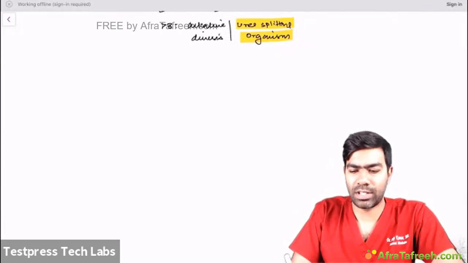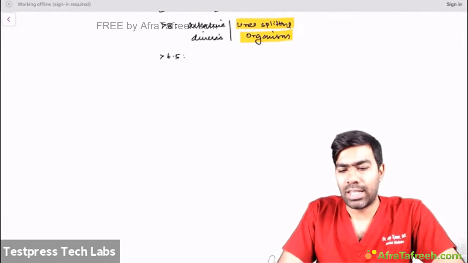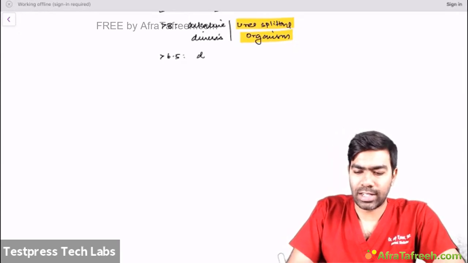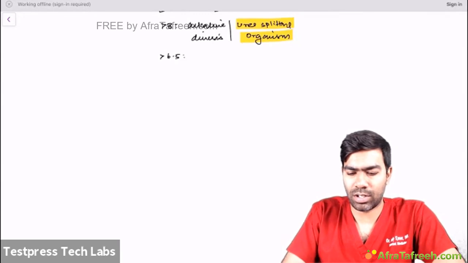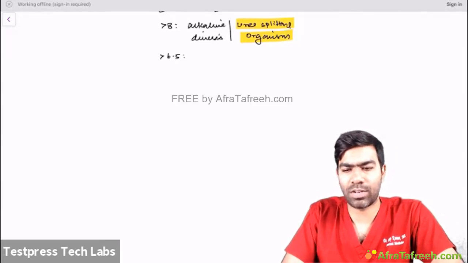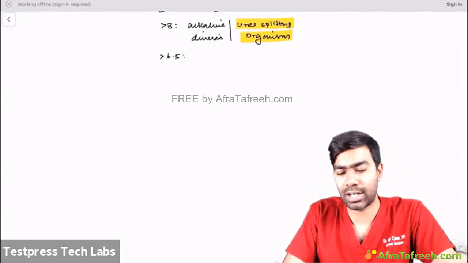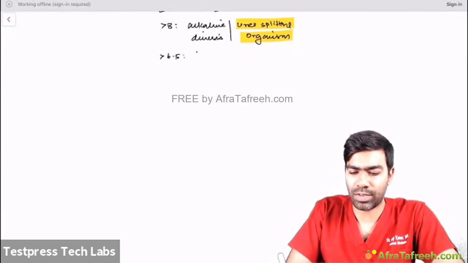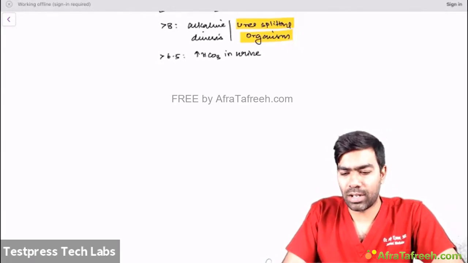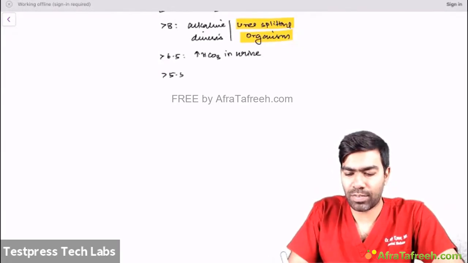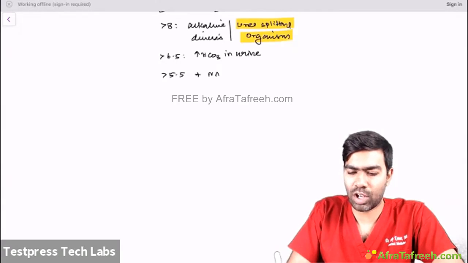If the urinary pH is more than 6.5 in the setting of RTA, usually it indicates a distal RTA. That's not distal RTA, more than 6.5. 5.5 is enough to tell a distal RTA. We know that already. Maybe more than 6.5 means high bicarbonate in the urine. That's what it means.